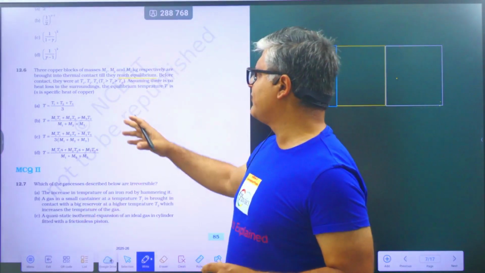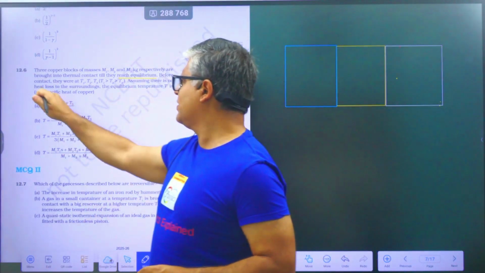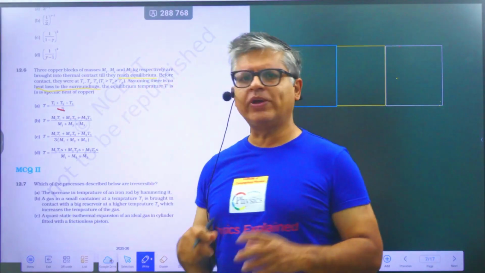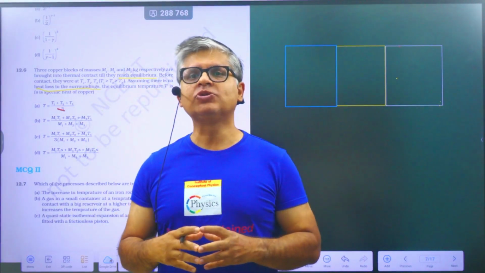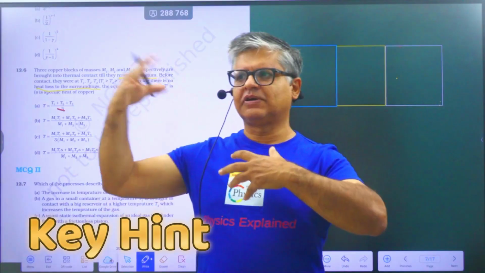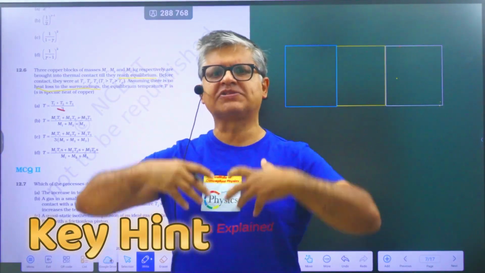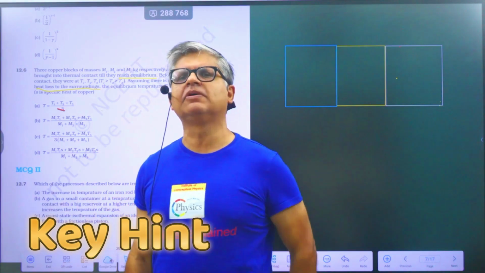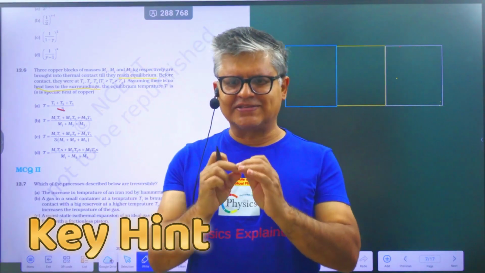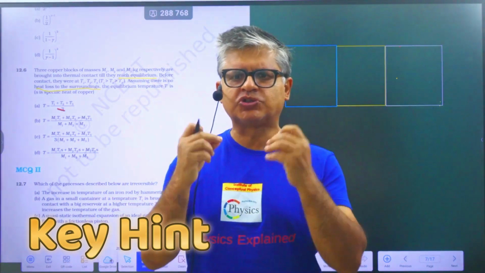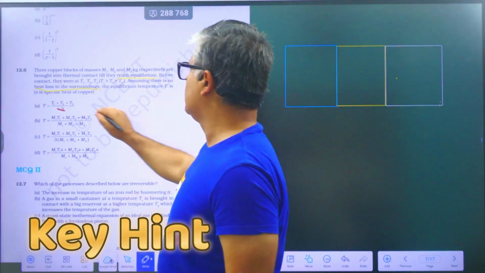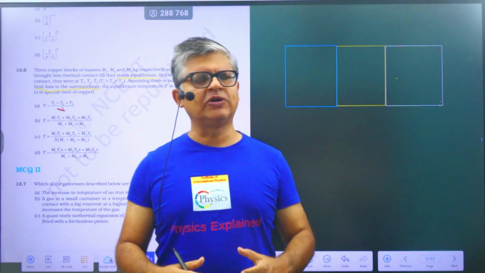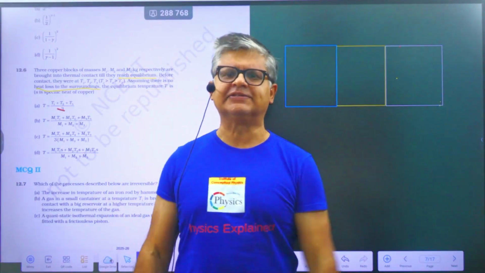Read the question very carefully. There is a phrase written in the question: there is no heat lost to the surrounding. That means the heat doesn't flow from these blocks to the surrounding. This is the key phrase you need to remember, which gives you the hint as to how to solve this problem. Now, all the three blocks are made up of copper, so we don't have to worry about taking different specific heats, right?